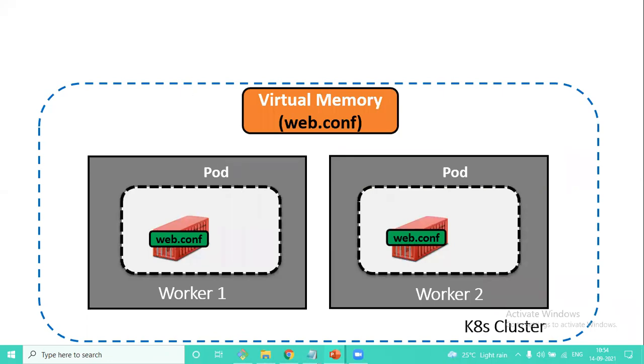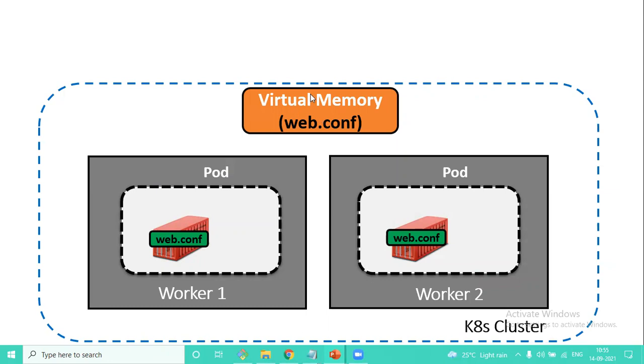So what will happen now is Kubernetes will store this file, whether it is a certificate or a configuration file, in terms of some virtual memory. And if you go to any of the machines, this virtual memory will be available through which you can access the content of the file. Now, Kubernetes has two ways to access this virtual memory.